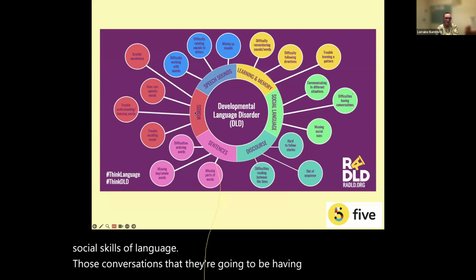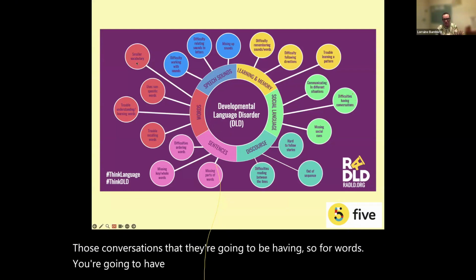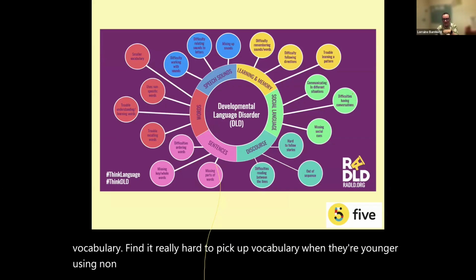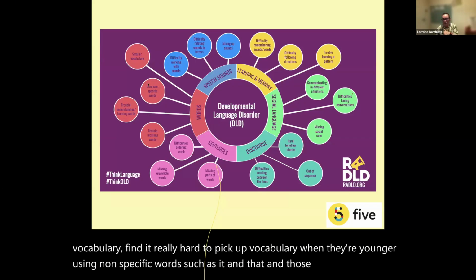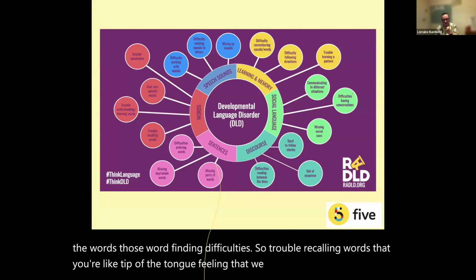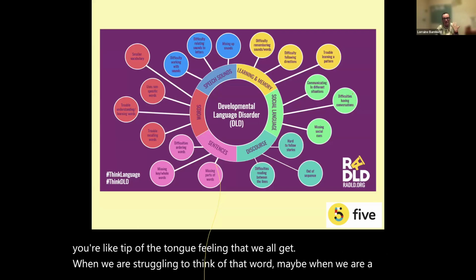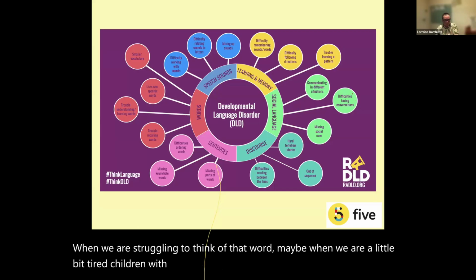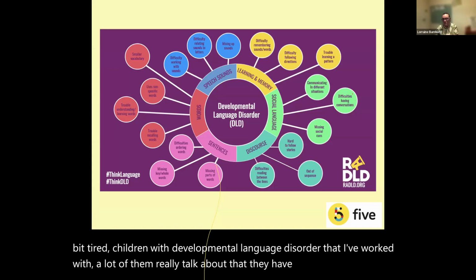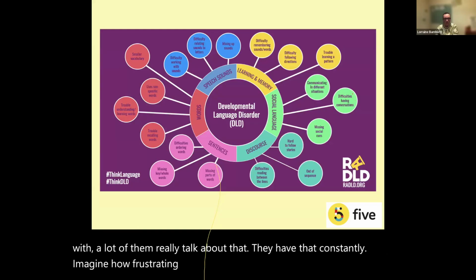So for words, children are potentially going to have a smaller vocabulary, find it really hard to pick up vocabulary when they're younger, using non-specific words such as it and that and those when they can't find the words, those word finding difficulties, so trouble recalling words, that tip of the tongue feeling that we all get when we are struggling to think of that word, maybe when we are a little bit tired. Children with developmental language disorder that I've worked with, a lot of them really talk about that they have that constantly. Imagine how frustrating that must be for them.